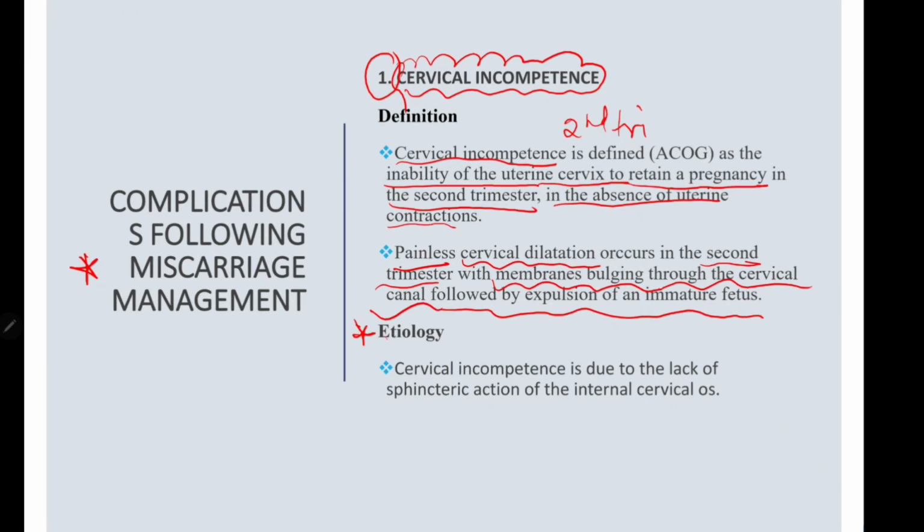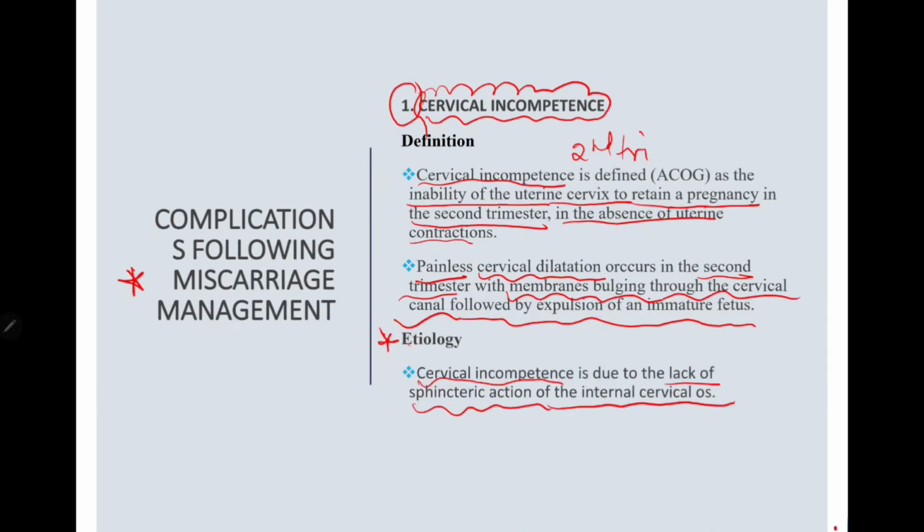Now, moving on to the etiology. Cervical incompetence is due to the lack of sphincteric action of the internal cervical os. The sphincteric action will be lost. That is the etiology for cervical incompetence: lack of sphincteric action of the internal cervical os.